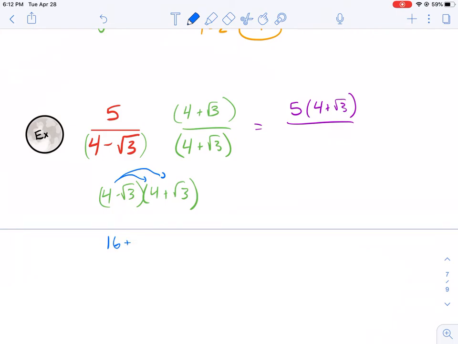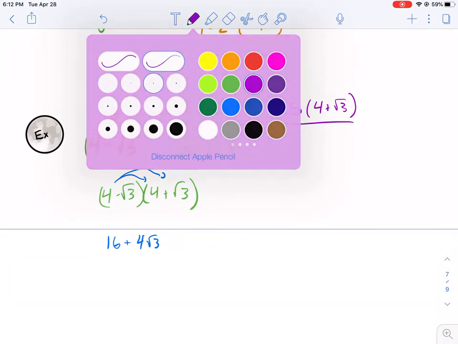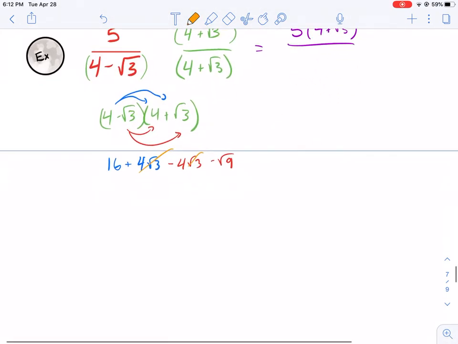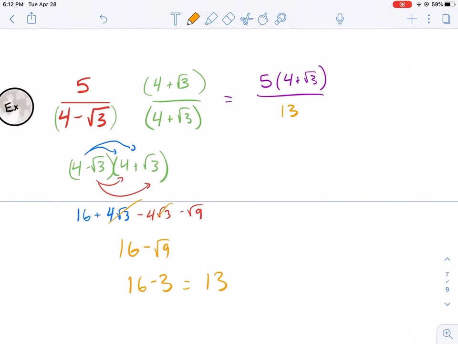4 times radical 3, 4 radical 3. Then we have negative radical 3. Let's change to, I think I used red before. Negative radical 3 times 4 gives me negative 4 radical 3. And negative radical 3 times radical 3 gives me negative radical 9. Just like before, the middle terms always cancel out. 4 radical 3 minus 4 radical 3, 0. 16 minus radical 9, 16 minus 3 equals 13. So there's a 13 that goes there.